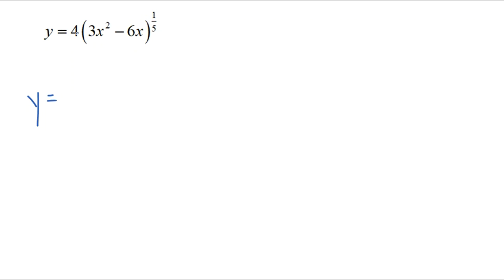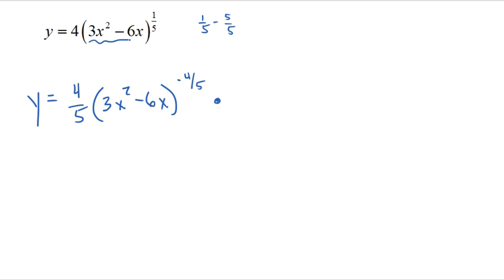The 1/5 falls down in front, just like the power rule says, and I get 4/5. Leave the inside alone. My new power is 1/5 minus 1, which is 5/5, that's going to be negative 4/5. But then you have to multiply by the derivative of the inside composite function, the inside part. And that derivative is going to be 6x minus 6.